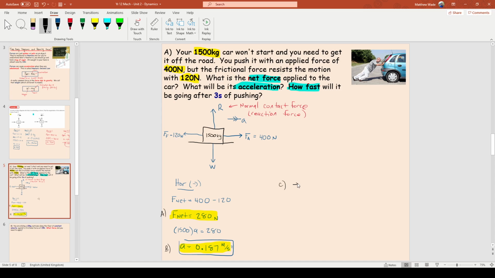So what do we do? Well, we do suvat. Pick a direction to be positive, right, because that's the way it's accelerating. Suvat. Just like last time. Do we know how far it goes after it's been pushed? Nope. Do we know its initial speed?